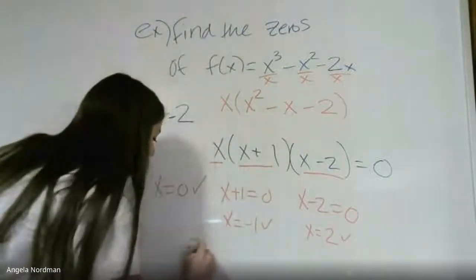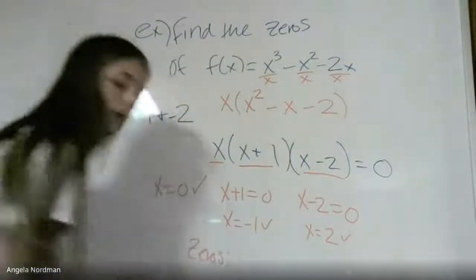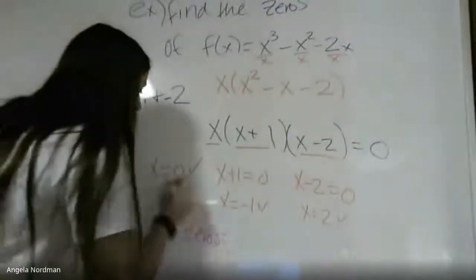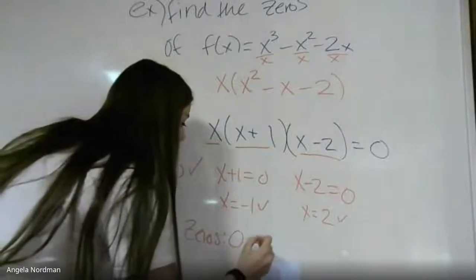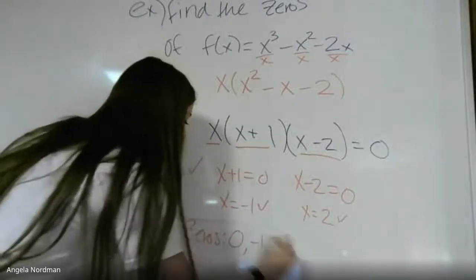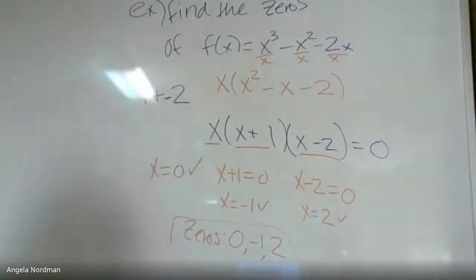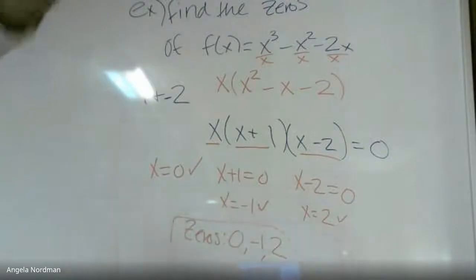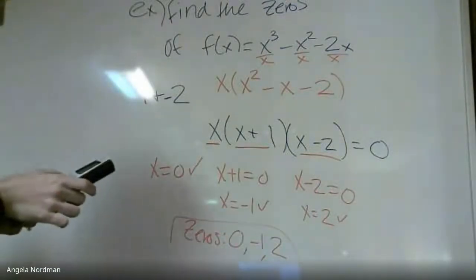So my running tally of zeros. You see that still? Barely. My running tally of zeros is 0, negative 1, and positive 2. So you might be thinking, okay, again, what do these zeros mean? Basically, I'm going to show you the graph of this function on my graphing calculator.